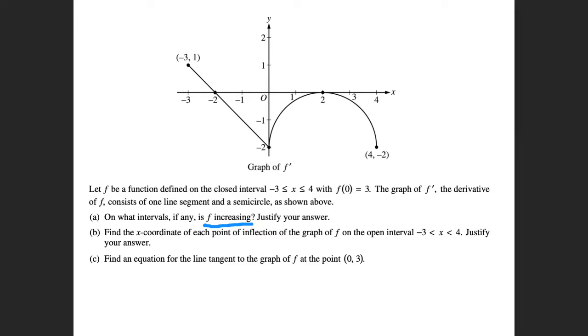-3 to -2, that's absolutely correct. Yep, because it's above the x-axis. That is absolutely right, and that's what you would put. On part B, it says find the x-coordinate of each point of inflection and then justify your answer. Okay, so where are the points of inflection?